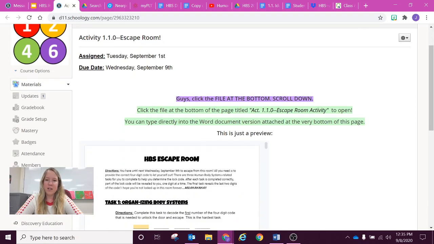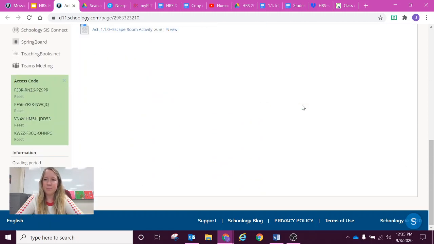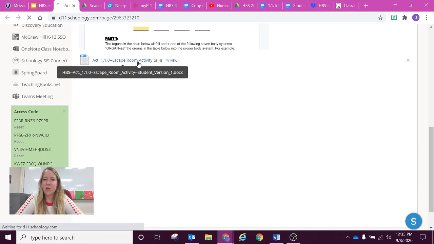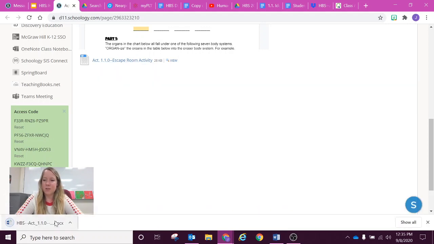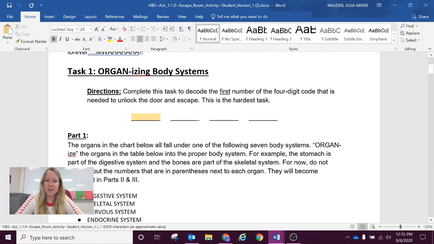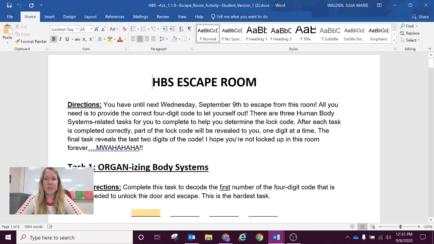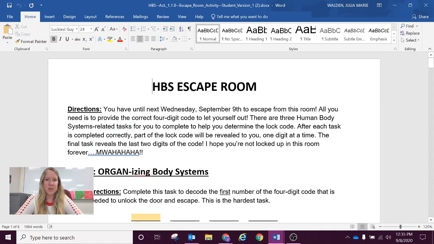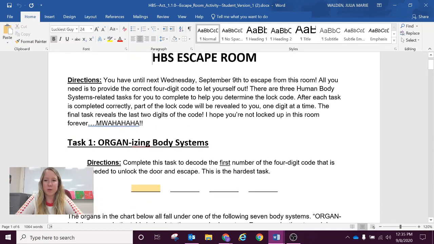A few of you have had issues opening this portion, but if you read the highlight, it says, guys, click the file at the bottom. So if you scroll all the way down, you can click this, it will download for you, and you can open that up right away. And this is the assignment. It has 3 tasks, and this is what we talked about in class today. I just briefly went over those 3 tasks.